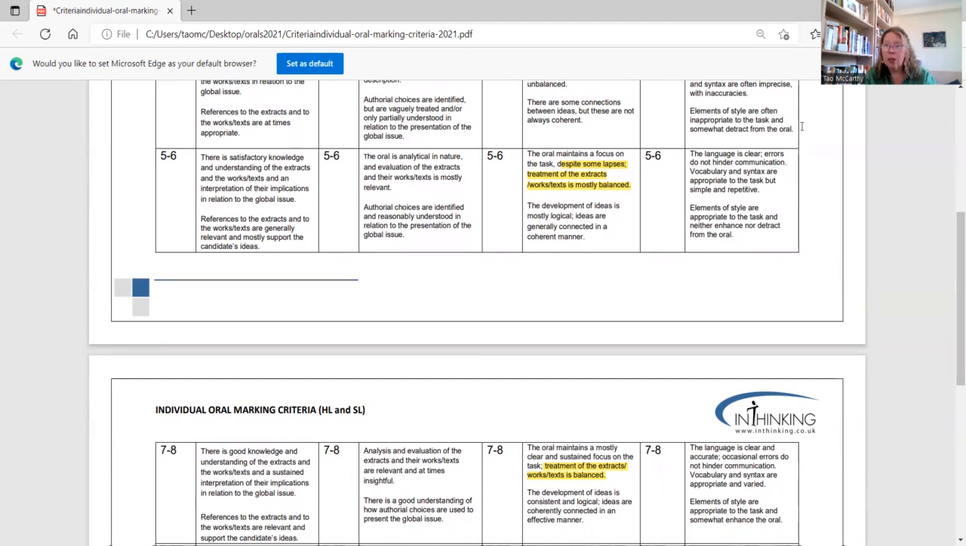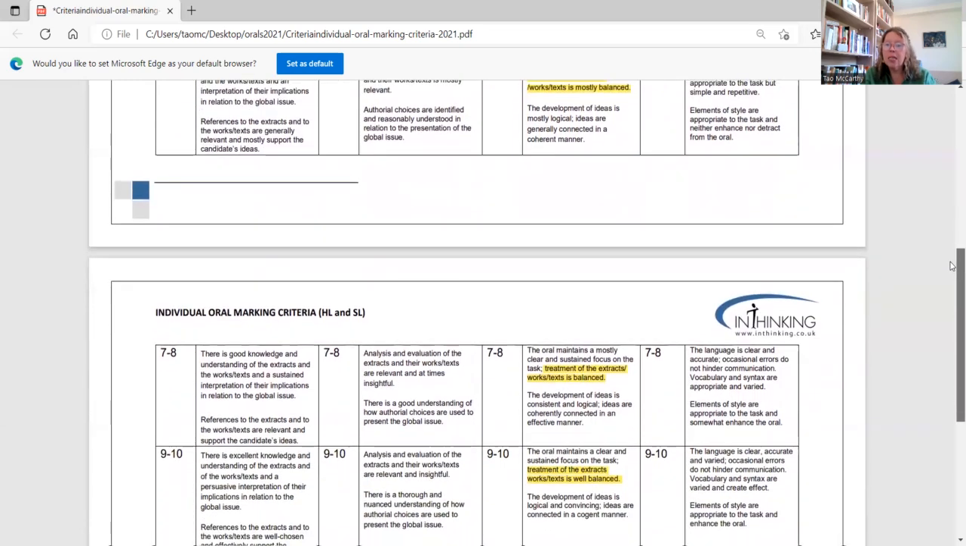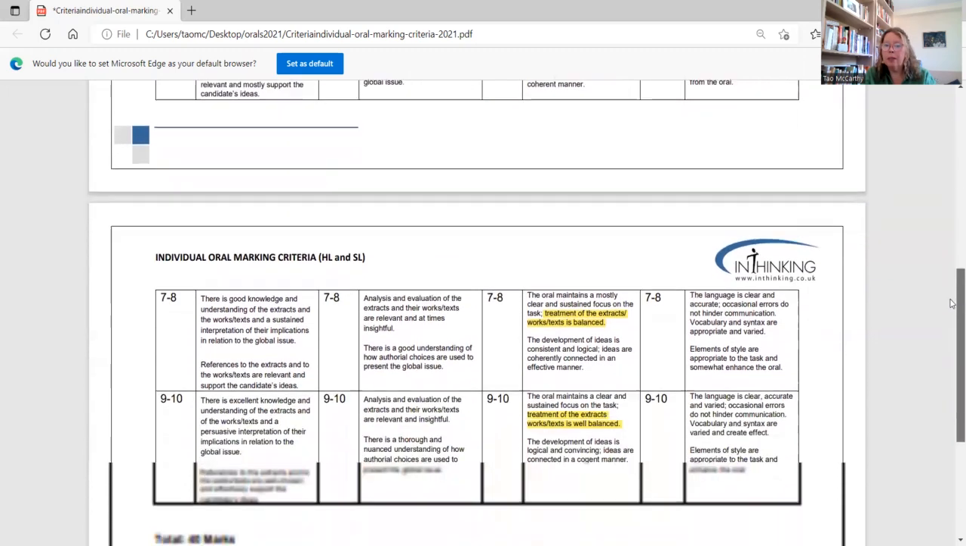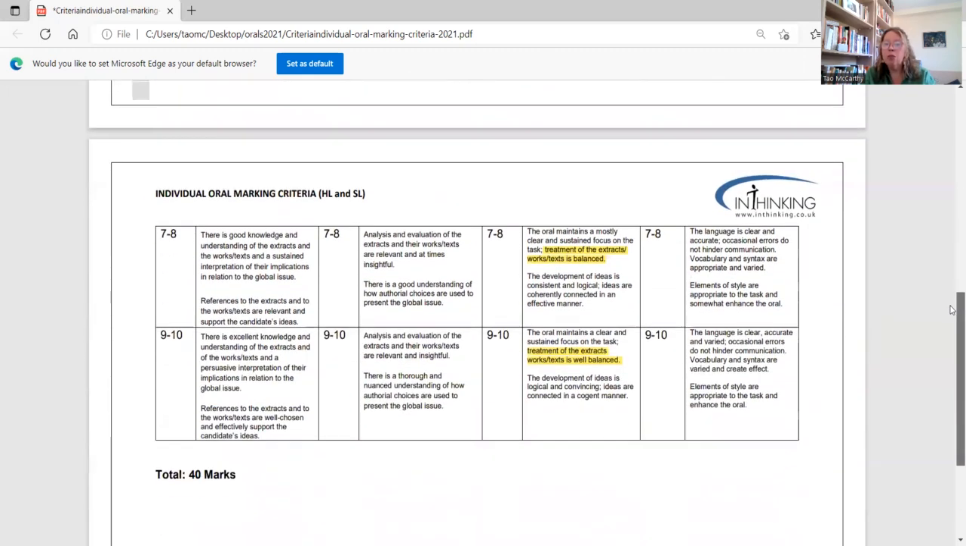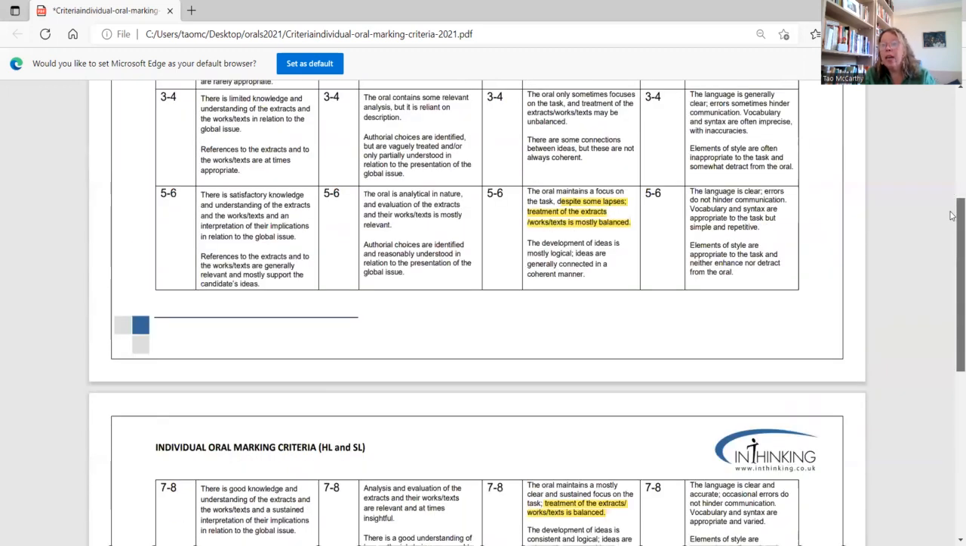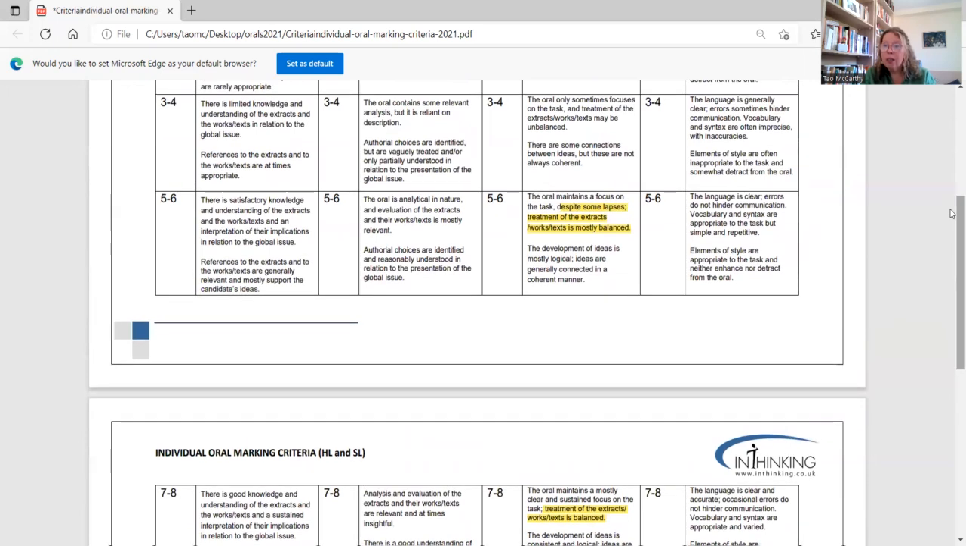Let's have another look at how often this comes up, and then we'll really have a think. So 7 and 8, treatment of the extracts works is balanced. 5 to 6 was mostly balanced. And then 9 to 10, treatment of the extracts works is well balanced. So in short, you can't get higher than a 4 if your oral is not balanced. So I'm going to stop sharing now, and I'm going to talk to you about what that means.